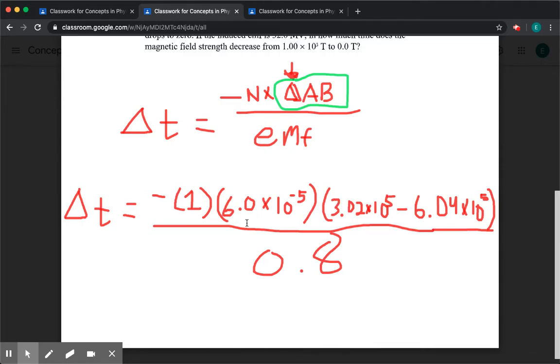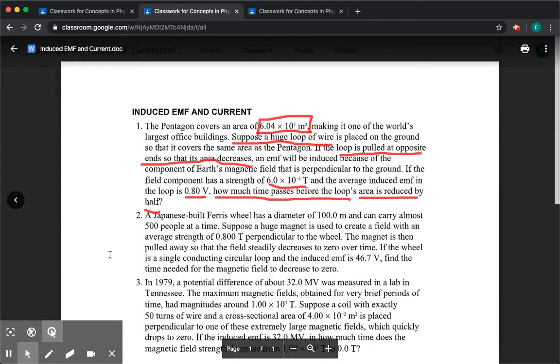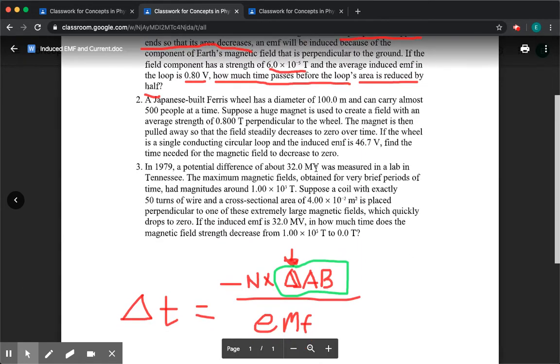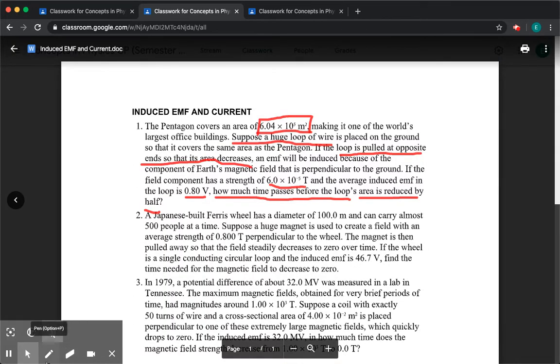If you plug all these numbers into your calculator, I believe you end up getting something around 23, if I remember correctly. But you plug those numbers into your calculator and you'll get your answer. And that's for number 1. Number 2 and number 3 follow similar paths. Just pay attention to the units. In number 3, you have MV. M is mega. You have to go from mega back to regular. So just remember you're paying attention to the units. And that's for that worksheet.